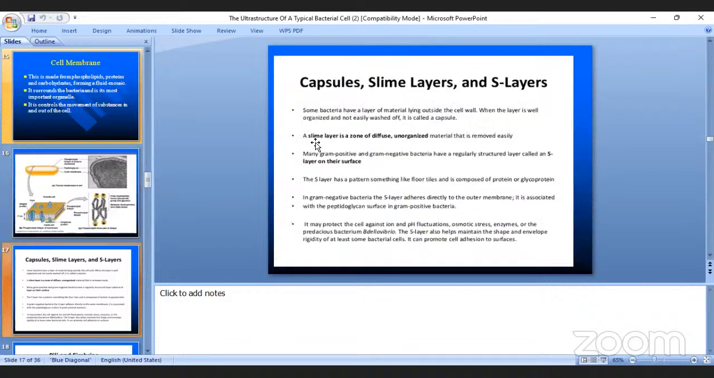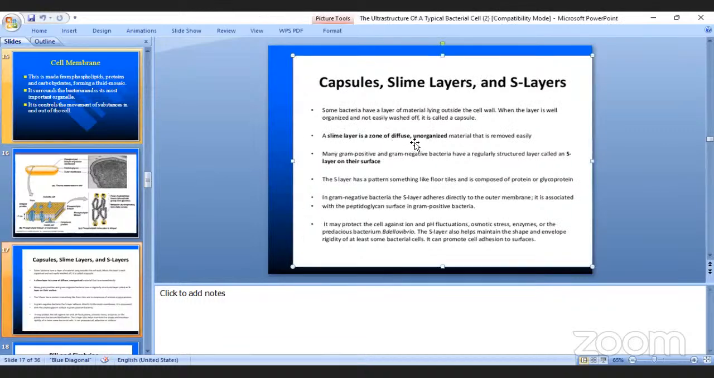And capsule, slime layer, and S layer. I already told you just now, above the cell wall there is an outer layer called the capsule or slime layer, or an S layer is also present. Some bacteria have material lying outside the cell wall. If it is organized and not easily washed off, it is called a capsule. The slime layer is diffuse, unorganized material that is removed easily. Many gram-positive and gram-negative bacteria have a regularly structured layer called the S-layer. The S-layer pattern is something like floor tiles and is composed of protein and glycoprotein.